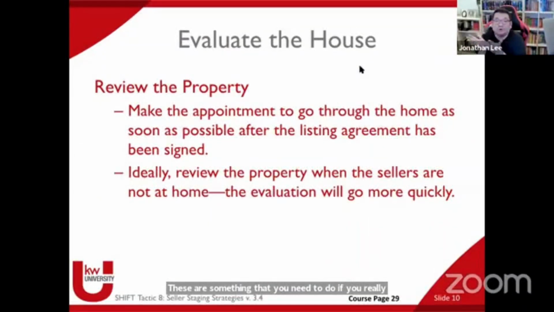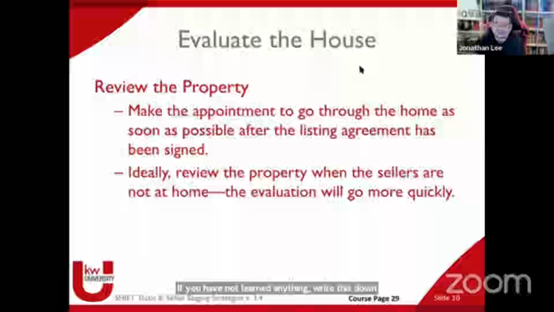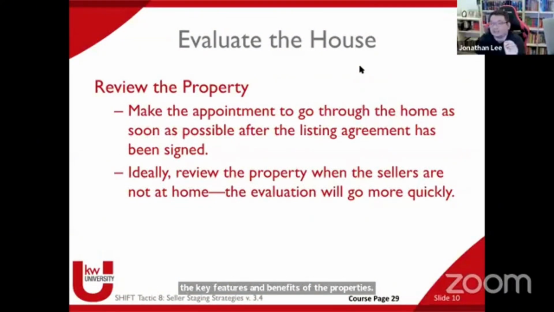right? Go through the home, evaluate the property, review the property, and think about a few key things, right? Number 1, find out what is the key selling point of the property. Like, what are the key features and benefits of the property? If you have not learned anything, write this down. Evaluate the key features and benefits of the properties, right? What is the key outstanding feature of that particular property?